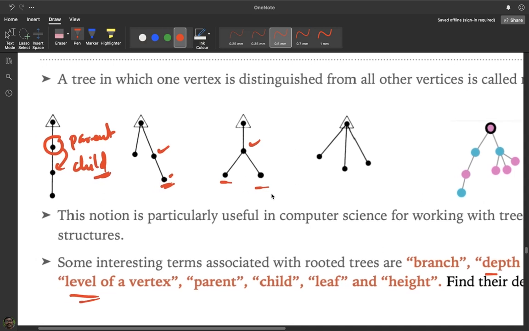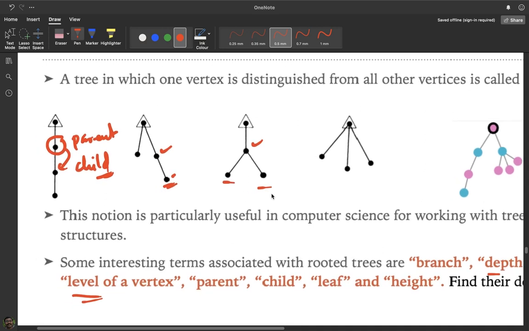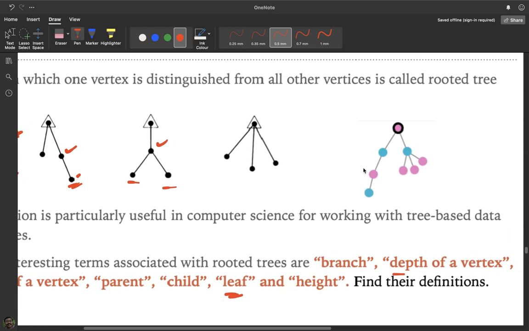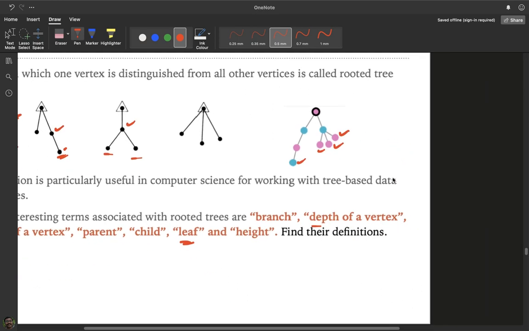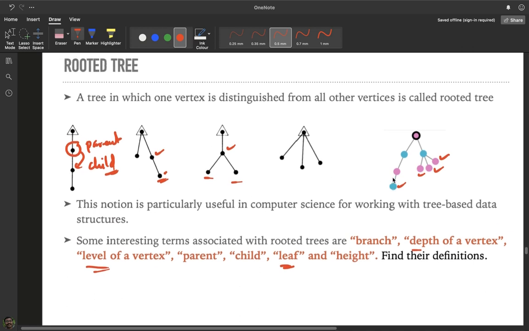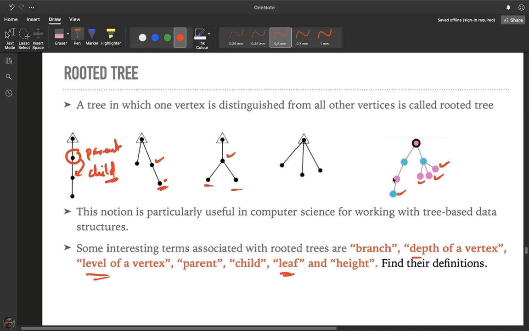Again, a leaf is basically an end vertex. You can see that in this graph there are many leaves. This is a leaf, this is a leaf, this is a leaf. They are all end vertices, so they are called leaves. And height is the maximum level possible in that graph. Height is basically the maximum level possible in that graph.